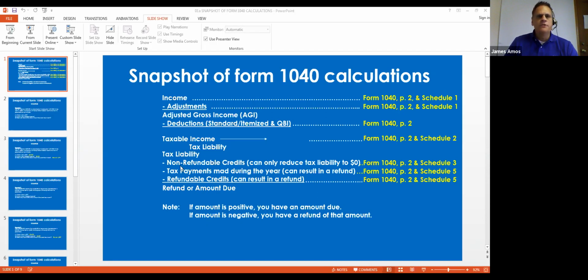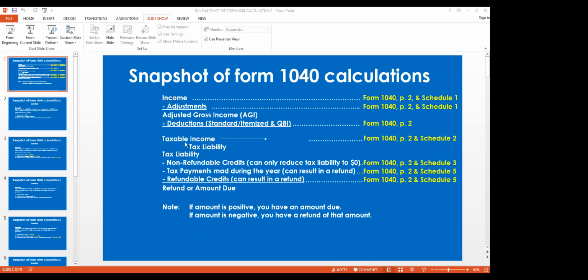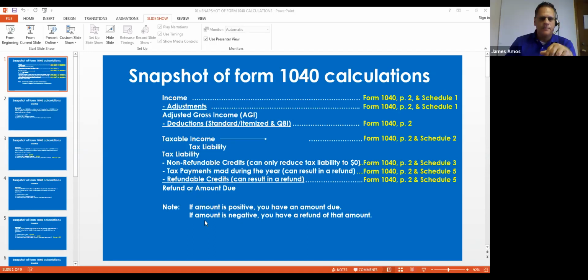Now, one thing, when you're using this, I want to stress, this is not the actual form. If you were to use the actual form, the calculation would work differently. It's not going to end up with a positive amount, meaning an amount due. It doesn't work that way. This is a down and dirty, quick way to figure out if somebody has a refund coming.